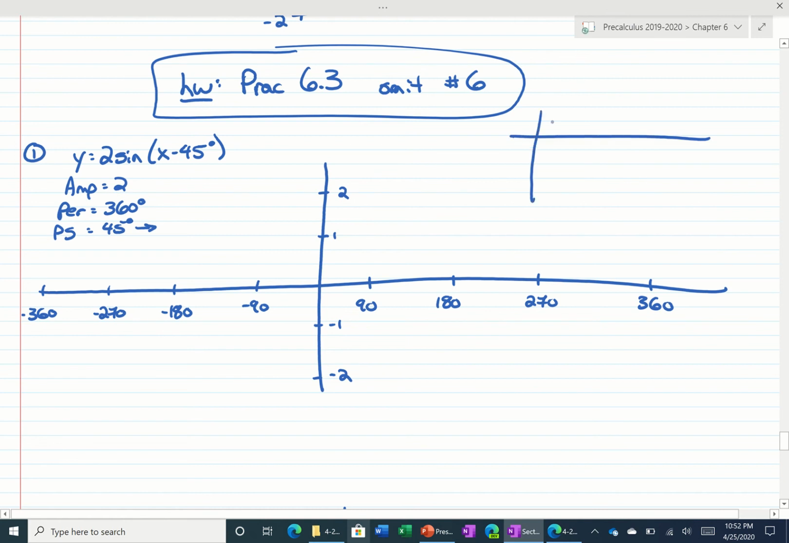I'm going to be typing in 2 times the sine of a minus 45, and let's start at negative 360. And my calculator tells me it's negative 1.4. So if the period's 360 degrees later it'll be that, and 360 degrees later it'll be that. Let's try negative 270. I'm getting 1.4. Interesting.